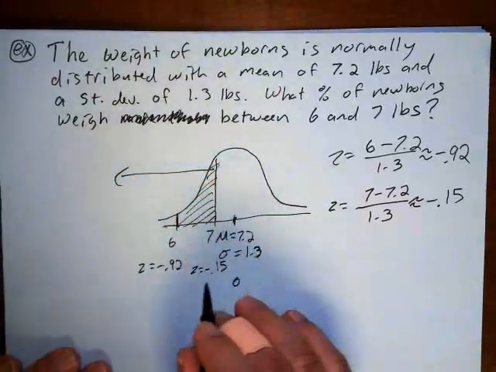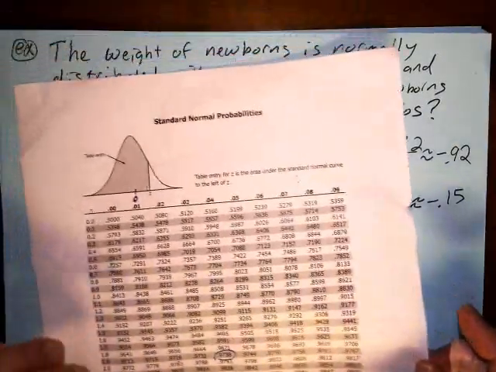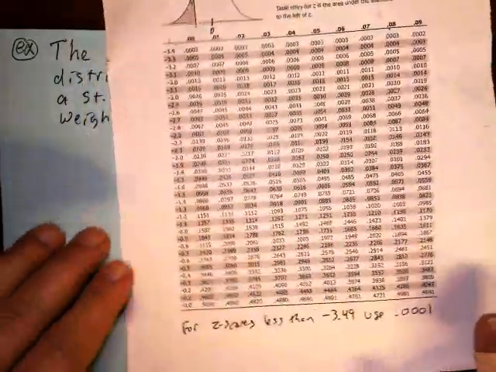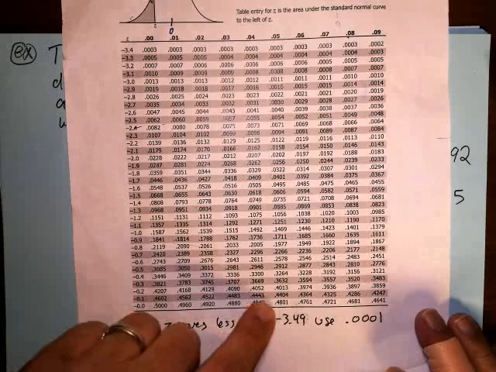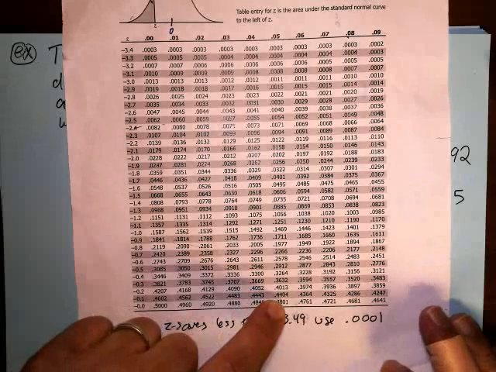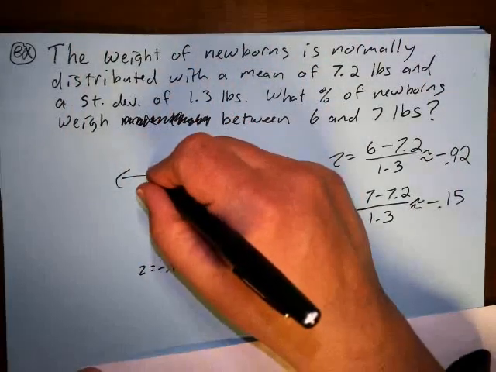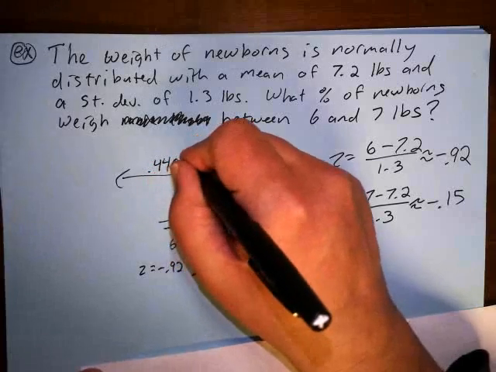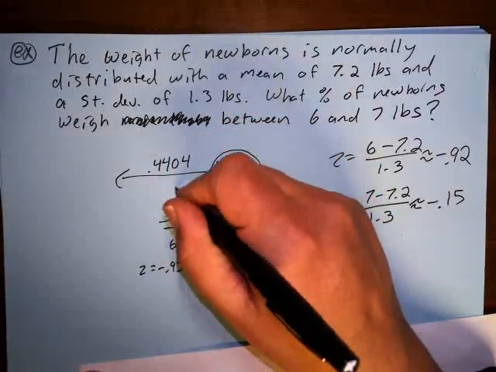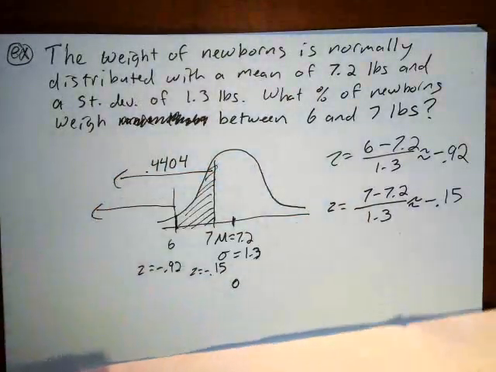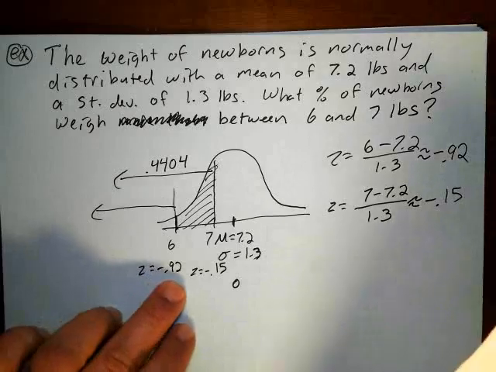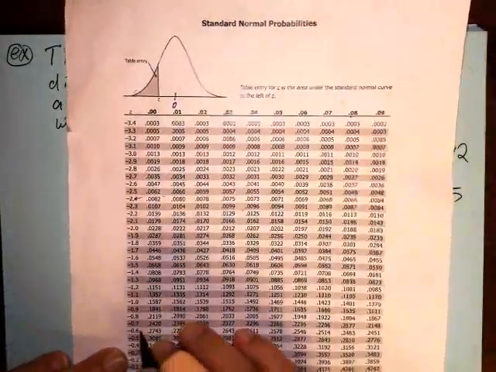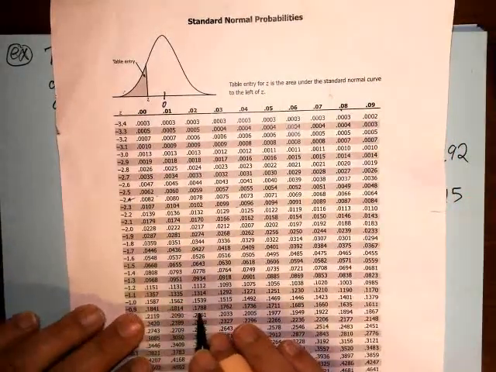Okay, so I'm going to find the area for negative 0.15 first. I'm going to be on the negative side for both of these. So 0.1, 0.05, I get 0.4404. And then for 6, I'm going to look up negative 0.92. So negative 0.92, and I get 0.1788.